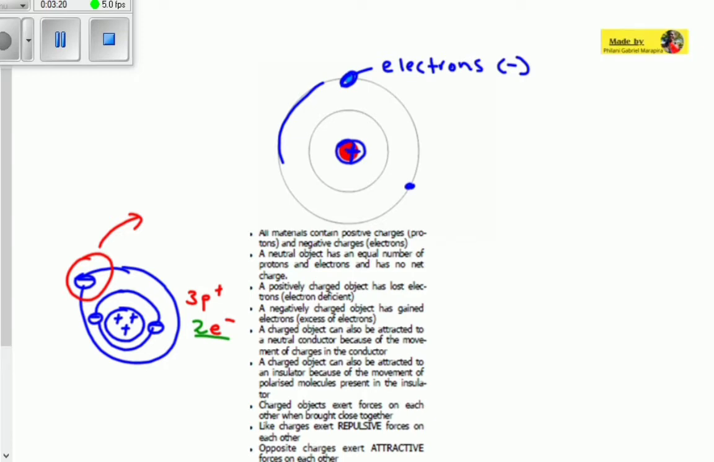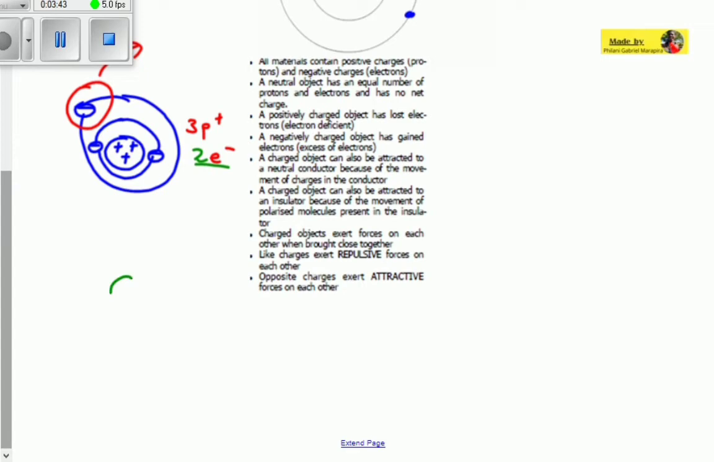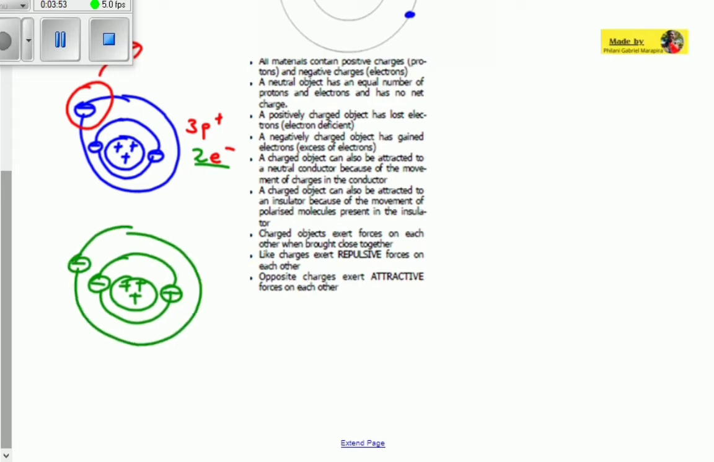A negatively charged object has gained electrons. Remember that there is only a loss or a gain of electrons. It's not possible for a proton to actually be lost from one object to another. The charges that move are the electrons only. So here, if we've got a neutral object like this one, let's say that very same object with 3 inside and 3 outside, this is neutral.